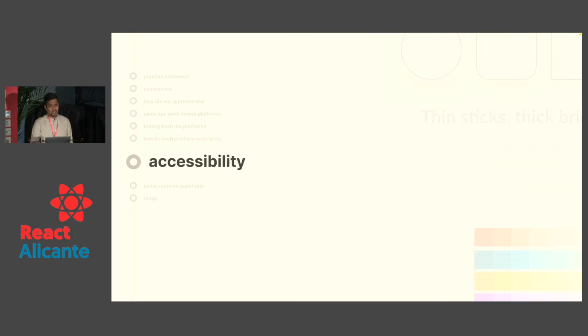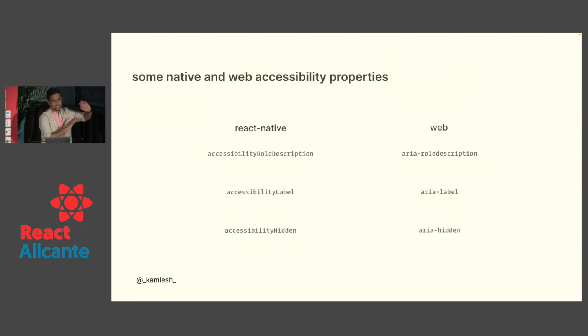So let's see how we can tackle accessibility. So these are some native and web accessibility props. On React Native, let's say you call accessibilityRoleDescription, but on web it's called aria-roledescription. Same for other properties. So again, we have a problem.